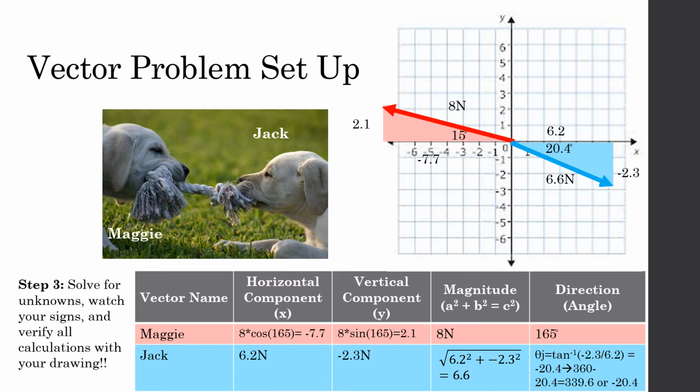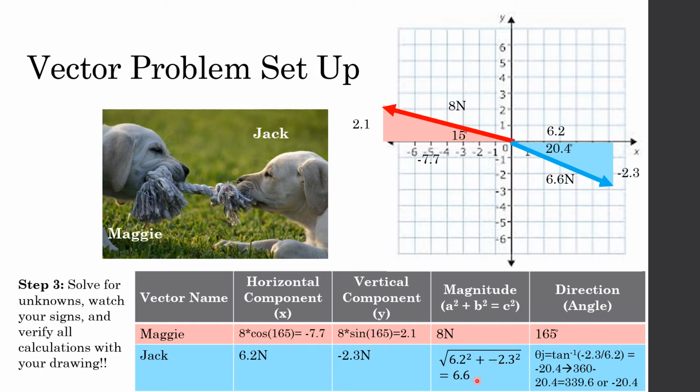Now for Jack, I was given my components and I need to find the magnitude and the direction. I don't actually have to find the magnitude and direction to solve this problem, but I am solving the magnitude and direction because it is really good practice, okay? If this were an exam, though, you would probably want to skip finding the magnitude and direction since it's not relevant to the solution you're looking for.